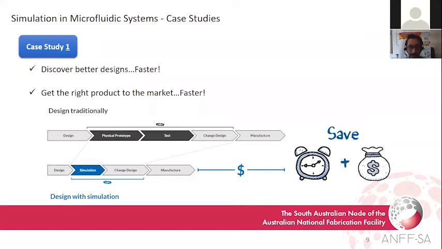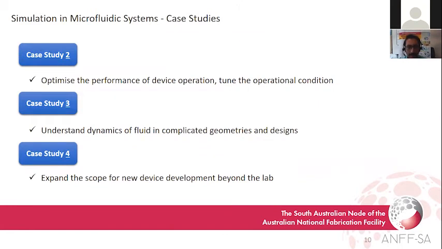So instead of using the traditional design method of hypothesis by experiment, followed by experiment, or guess and check, we will use design with simulation to avoid the loop of design, build, and iteration. In the second case study, we will show how to optimize the performance of a device by simulation. In the third case study, we will point out the role of simulation in understanding the dynamics of fluid in complicated geometry. And in the last case study, it will be revealed how we can expand new device development beyond jumping into the lab.